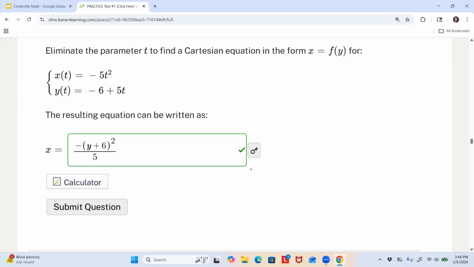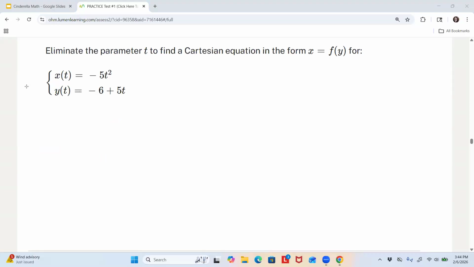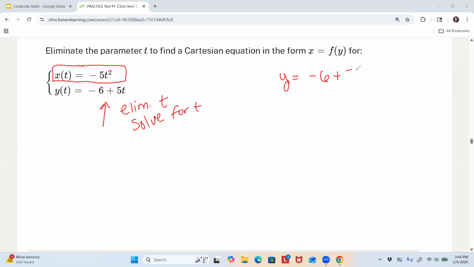Eliminate the parameter. Okay, much easier here. So here we don't want t. We want x as a function of y. So right now we have x as a function of t. So that means come to this one and eliminate t, or solve for t on the second one. So we have y equals negative 6 plus 5t. Solve for t. Move that over. So y plus 6 equals 5t. Divide by 5. So we have y plus 6 over 5 equals t. All of it over 5, like a big fraction.